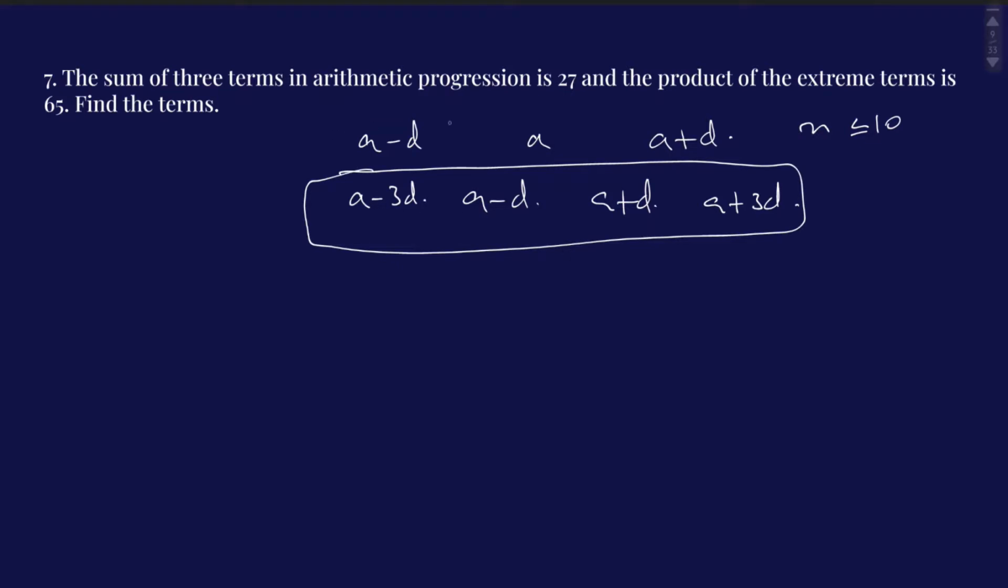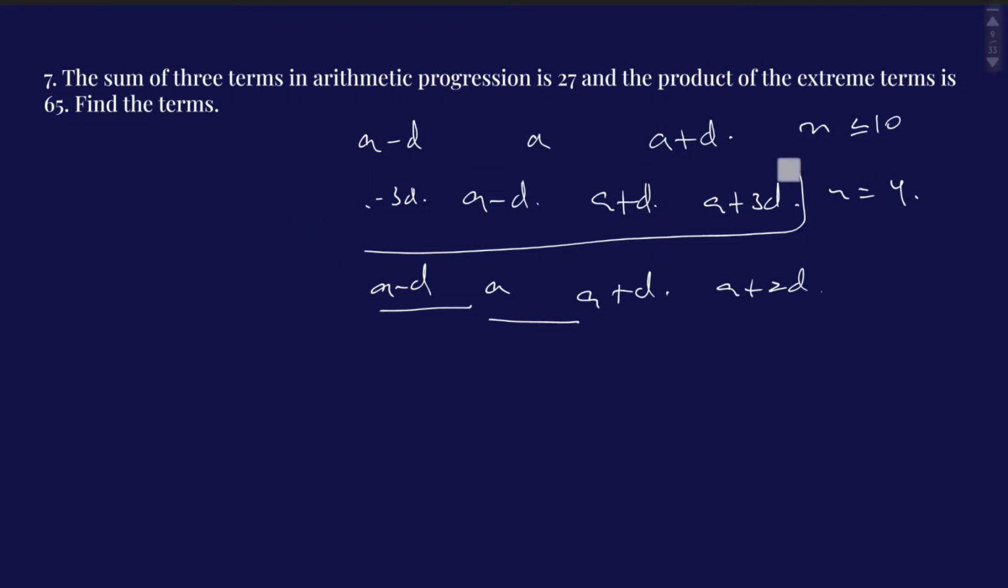Okay, and if n is equal to 5, then we will go by a minus d, a, a plus d, okay, then a minus 2d, a plus 2d, because the difference is of d. So like this we can form the sum till n terms, where n is less than or equal to 10, because till then it is manageable. Okay, so let's look at this question now.